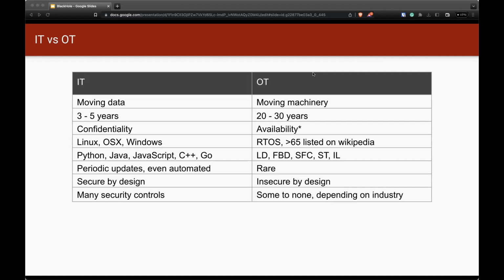OT environments in some industries have started introducing security controls and making great improvements, but in other industries, there's basically no security controls at all. Traditionally, IT devices have some connection to the internet, but OT environments were kept separate. And this kind of explains some of the things I said before about insecure by design and lack of security controls. It was okay, because if you wanted to compromise an OT device, you actually had to walk up to it.